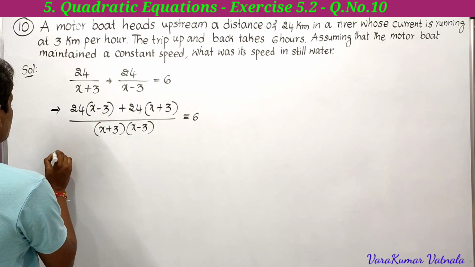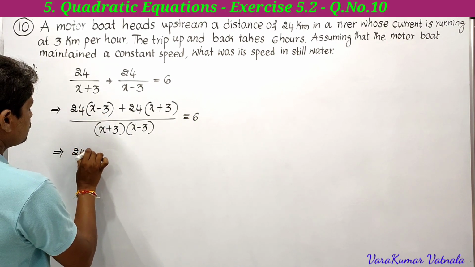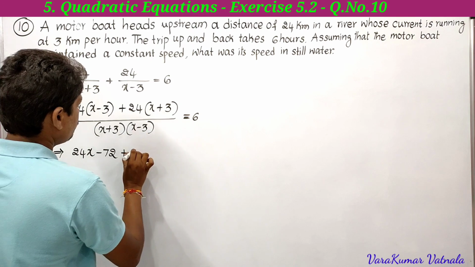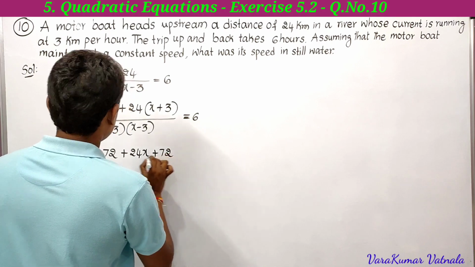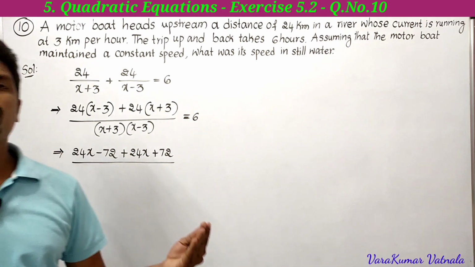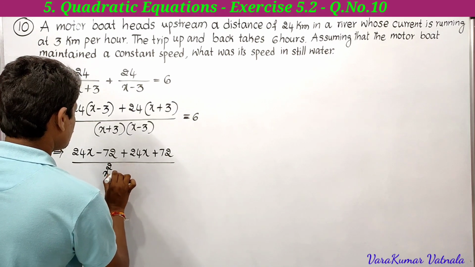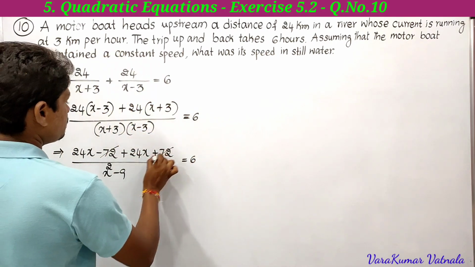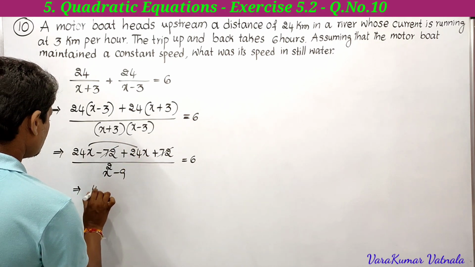So now just you have to simplify further. So multiply by 24, 24 into x, 24x, 24 into minus 3, minus 72, plus here also 24 into x, 24x, 24 into plus 3, plus 72. So here divided by x plus 3 into x minus 3, it is in the form a square minus b square. A square is x square minus b square is 3 square. So 3 square I am writing directly 9 is equal to 6. So here minus 72 plus 72 gets cancelled. So here 24x plus 24x we have 48x.